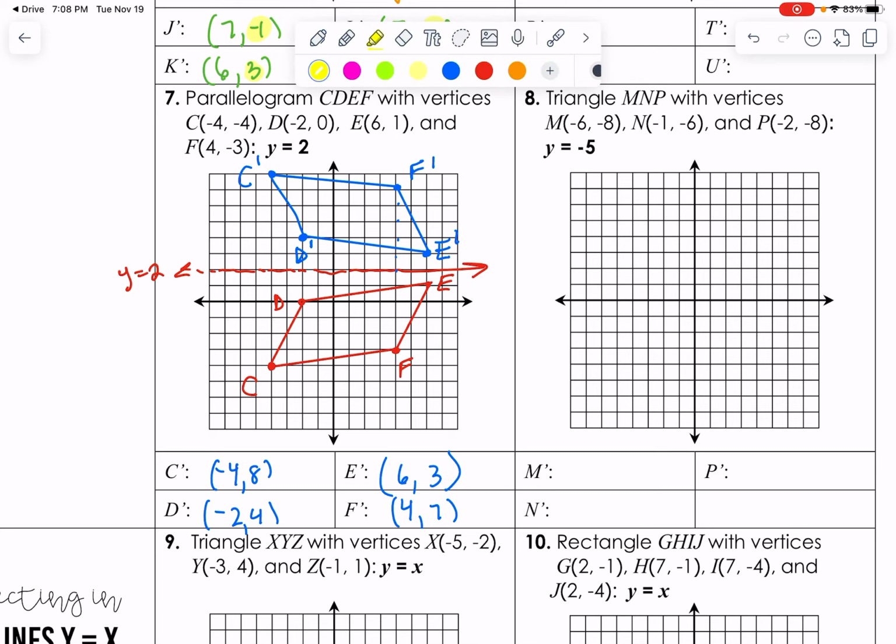Again, look at what stays the same: -4, -2, 6, and 4. And for the other coordinates, let's take the last coordinate and add to it.